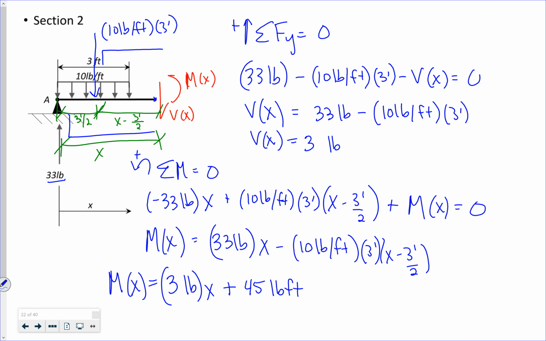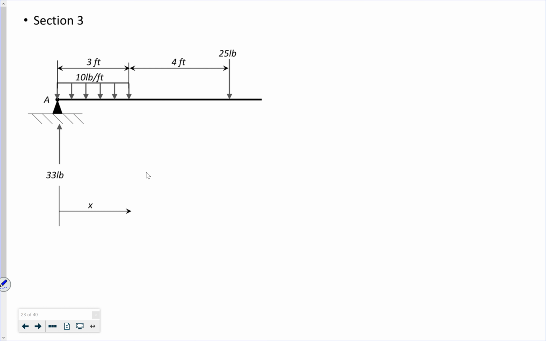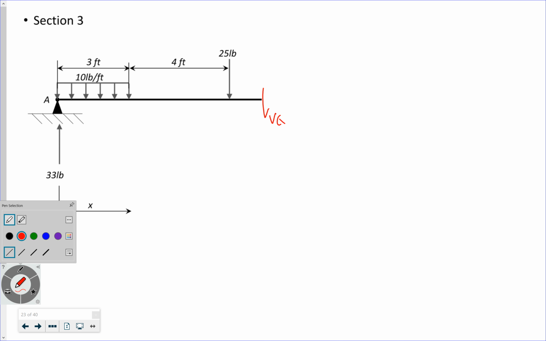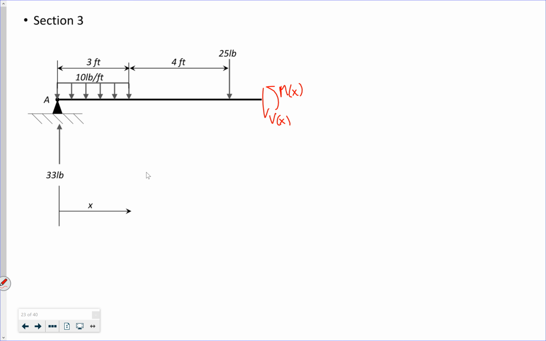Hope you all look at those answers. And if I go to section 3, again, I have my shear and my moment. When you're doing your homework, these little sections will not be drawn for you, so please draw them yourself. I just figured we're not going to waste time drawing stuff, right?